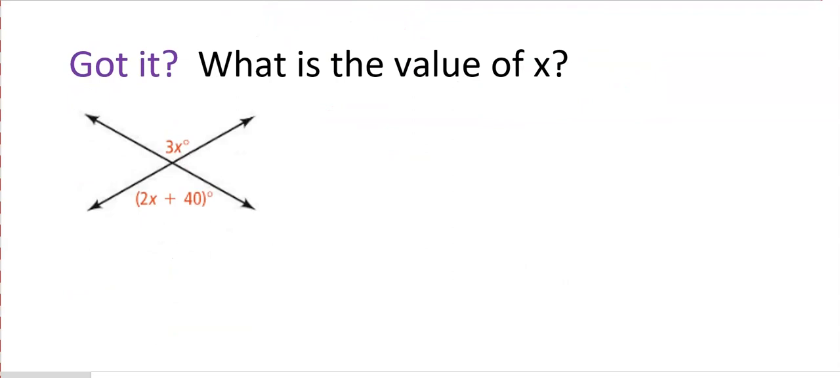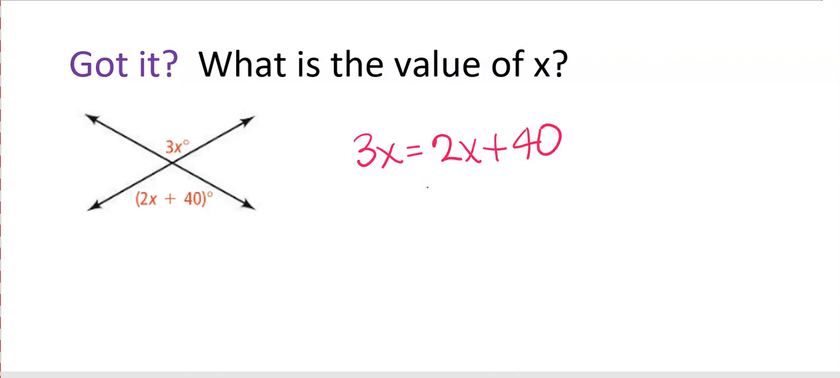So are these vertical angles? Are they across from each other and they form an x? Yep, if they are, set them equal. 3x equals 2x plus 40. Subtract 2x from both sides. X equals 40.